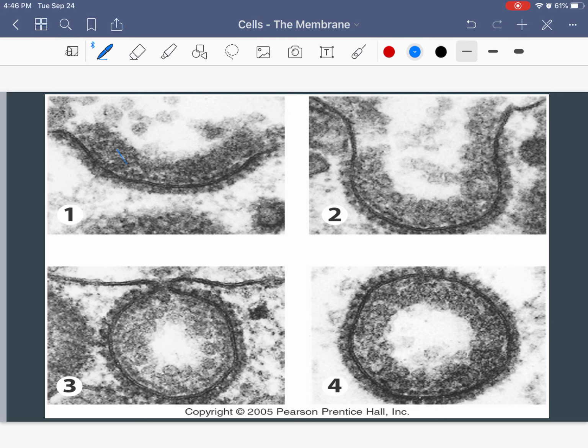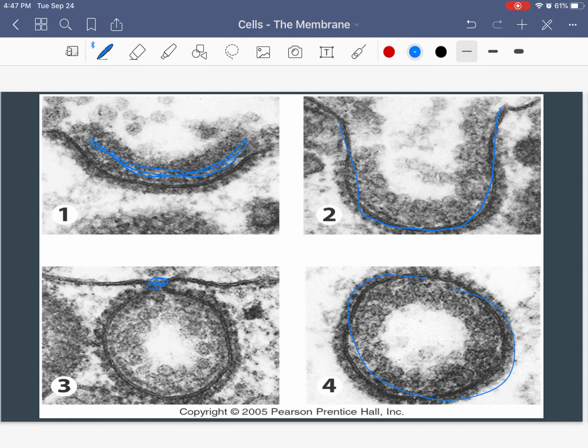Okay, and this is a diagram of the same thing, where you have your receptors that are collecting materials, your cell membrane is forming that pit, we're going to pinch it off right there, and then you have your vesicle with your material in it.